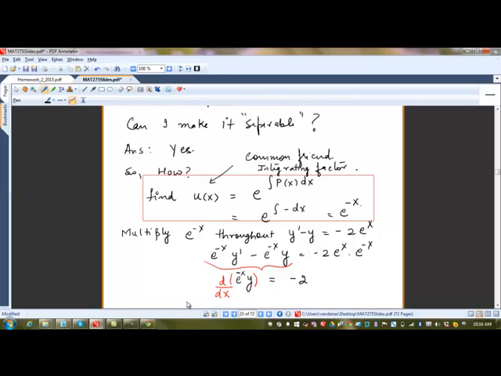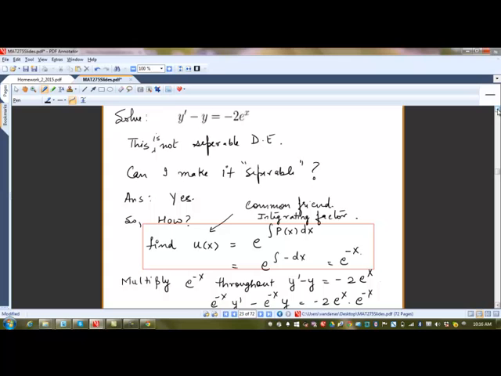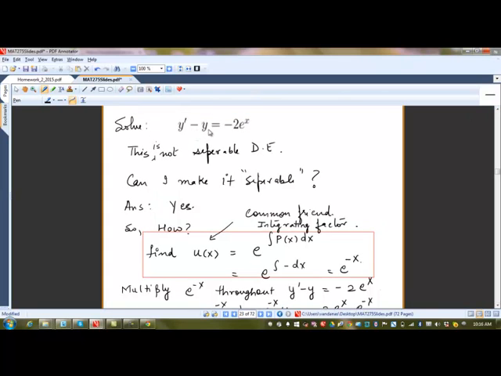Okay? Is it clear to everyone? Because this equation was already in the standard form, I compared this equation with my previous standard form which I mentioned, y prime plus p(x) y equals q(x). That's a good question. So that's how I got p(x) to be negative 1. I was thinking about this equation in the standard form, and that's how I got minus 1.